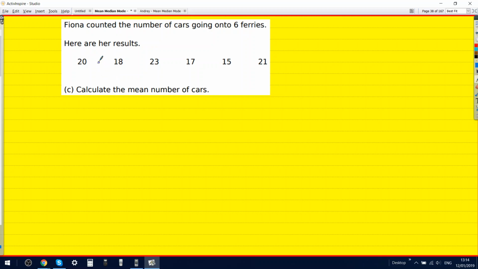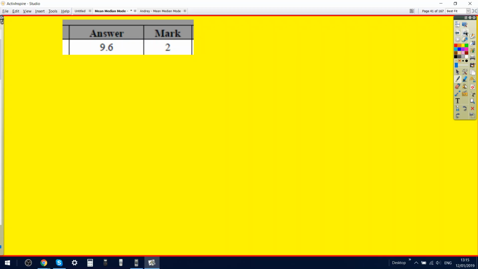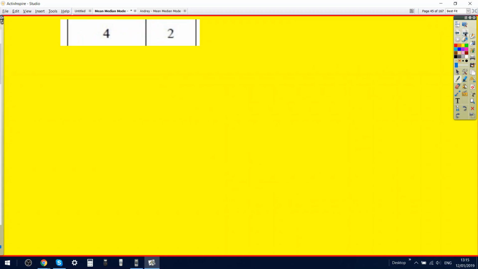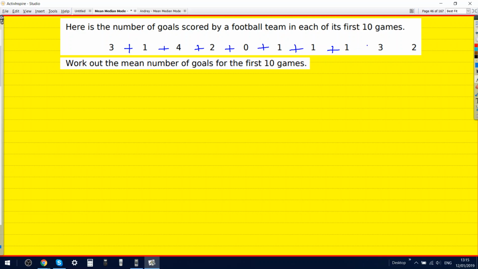So 20 plus 18 plus 23 plus 17 plus 15 plus 21 divided by 6. That's fine. And that would give you your answer. I remember because it's mean, it's the hard one to do. What would you divide by for this one? 1, 2, 3, 4, 5, 6, 7, 10. Yes. So even though one of them was 0, it was still 10 football games, even though they didn't score any goals.